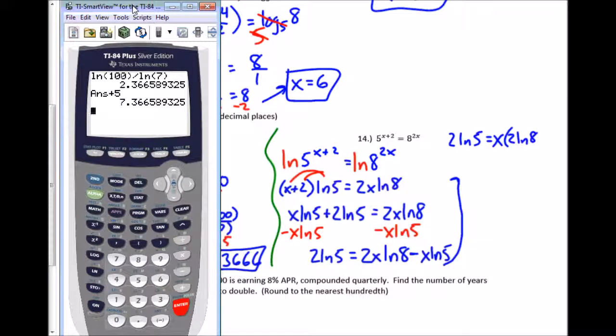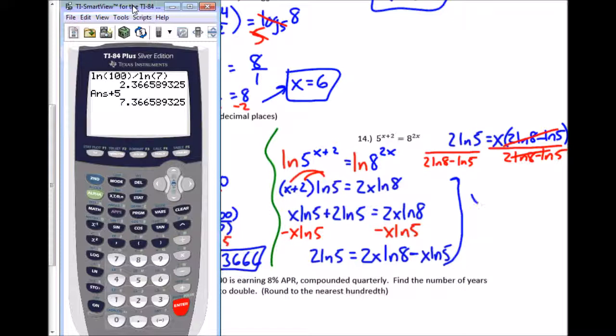which leaves me with a 2 natural log of 8 minus the natural log of 5. And now to solve for x, I'm just going to divide by that entire thing in parentheses, which is the 2 natural log of 8 minus the natural log of 5. I do that same thing on each side. So over here, they're going to cancel out, of course. So I'm going to find out that x equals.